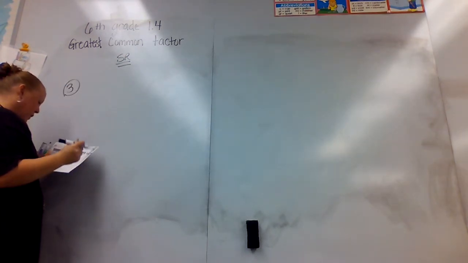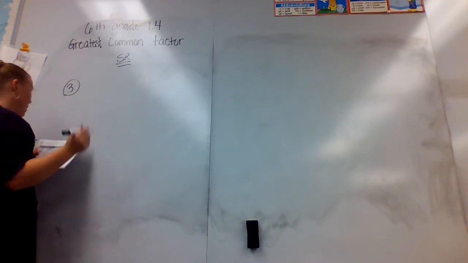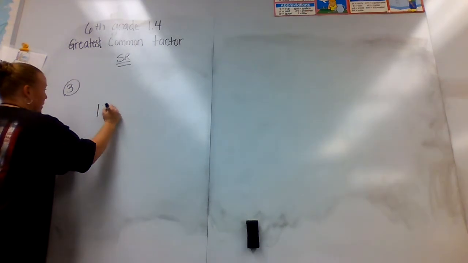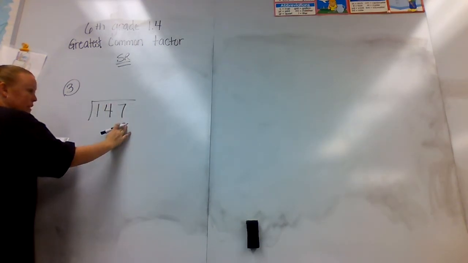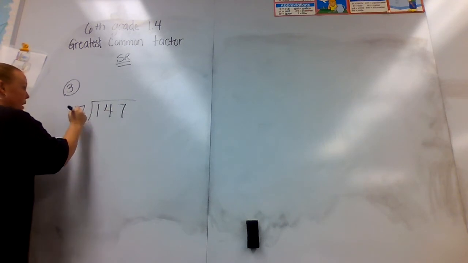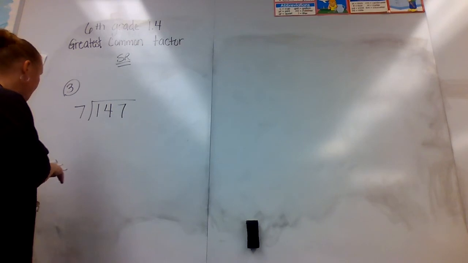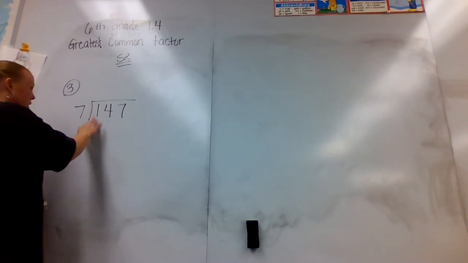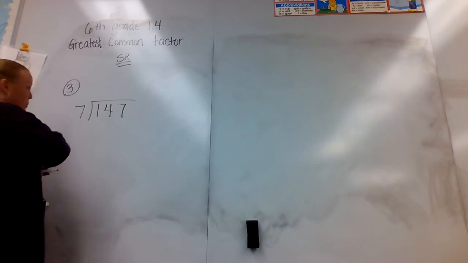It says there are 147 people attending a dinner party. Each table can seat 7 people. How many tables? So 1, 4, 7. There's 147 people total. There's 7 at a table. How many tables? Okay? So make sure that you're leaving spacing between your numbers so that you can line up your columns. It is important, I promise.